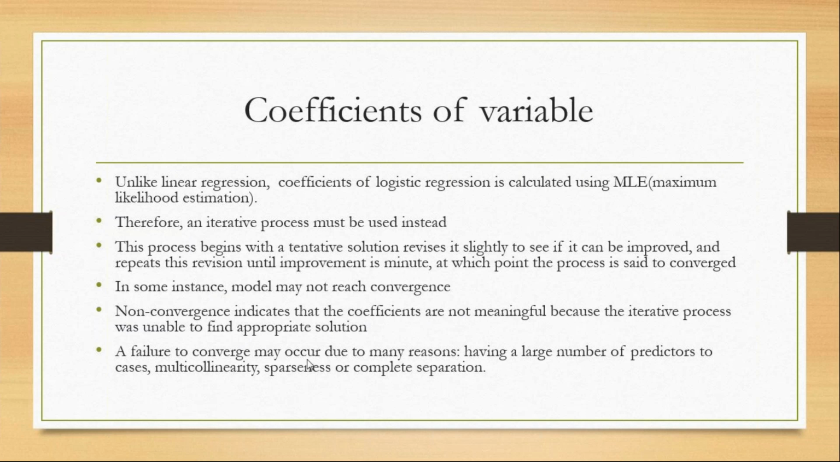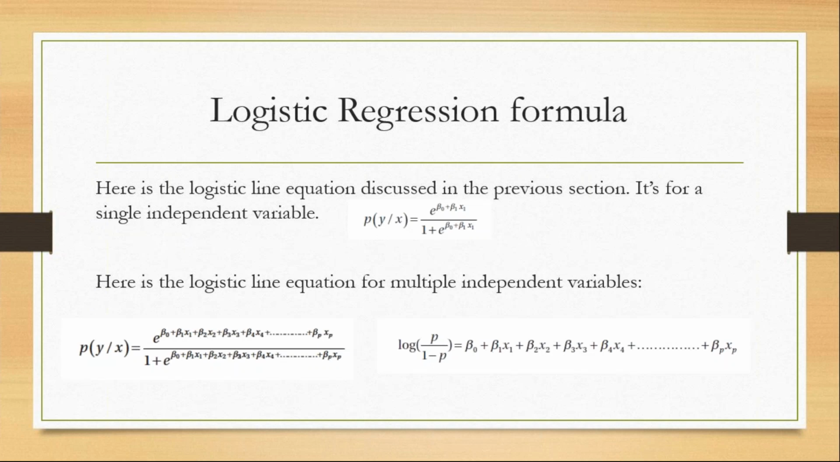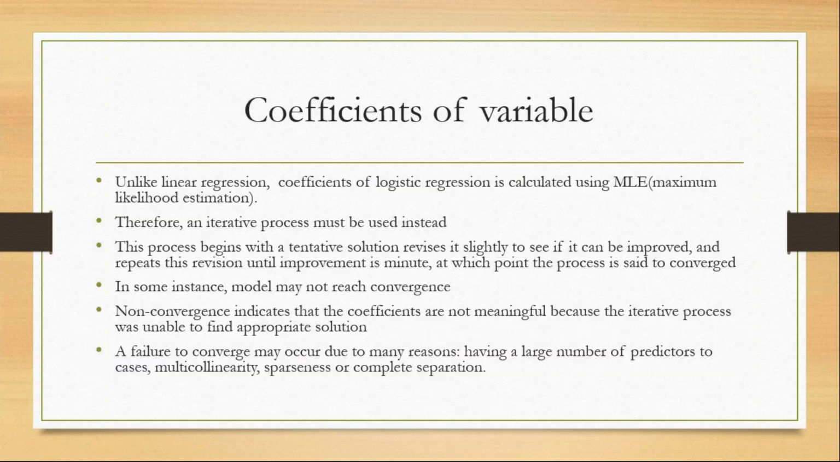For example, the number of predictor variables may be quite high. Multicollinearity is also a concern in logistic regression, so we need to take care of that because, as I said, the logit function is equal to a linear combination. So I need to take care of multicollinearity as well, and there could be several other reasons. But mainly, if you have chosen your variables well, then it is quite likely that all your values will converge.